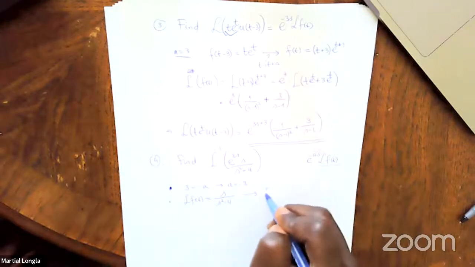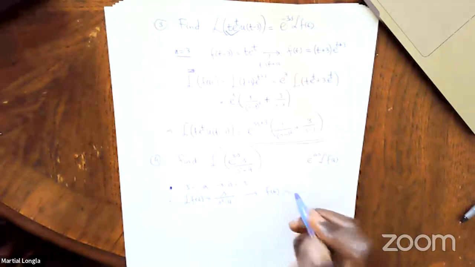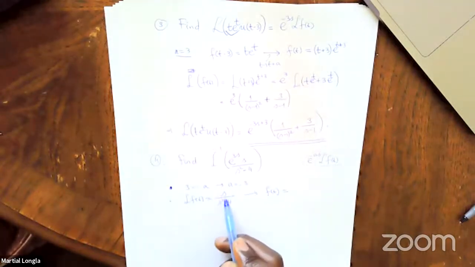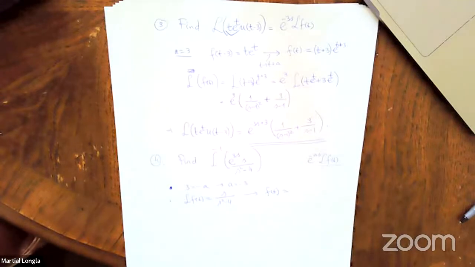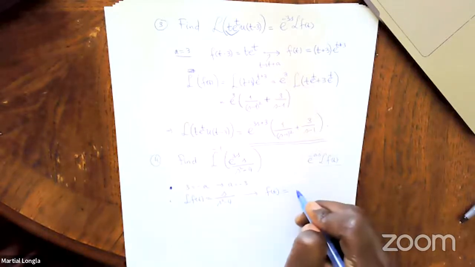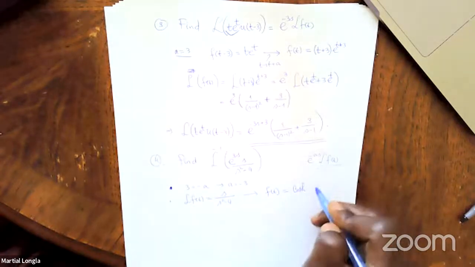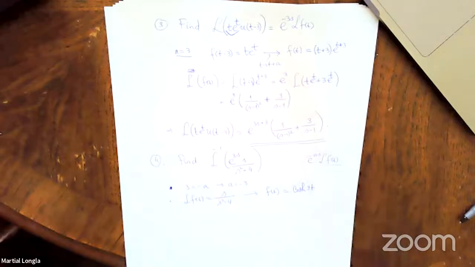Now you find f of t. What is the function f of t that has Laplace transform s over s squared minus 4? Isn't it hyperbolic cosine? Okay, you're going to be tabling every. So it's cosine hyperbolic of 2t. So that's f of t.